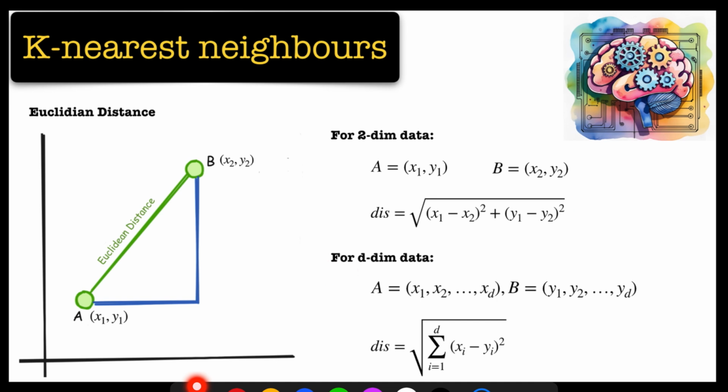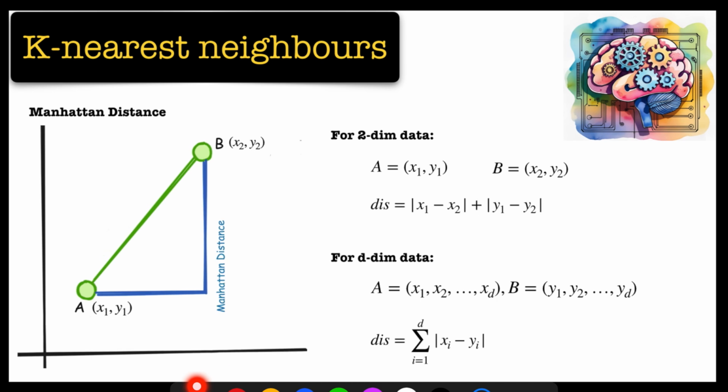For d-dimensional data, if A is x1, x2 till xd and B is y1, y2 till yd, the distance in d dimensions will be the square root of the summation from i equals 1 to d of (xi minus yi) whole squared.